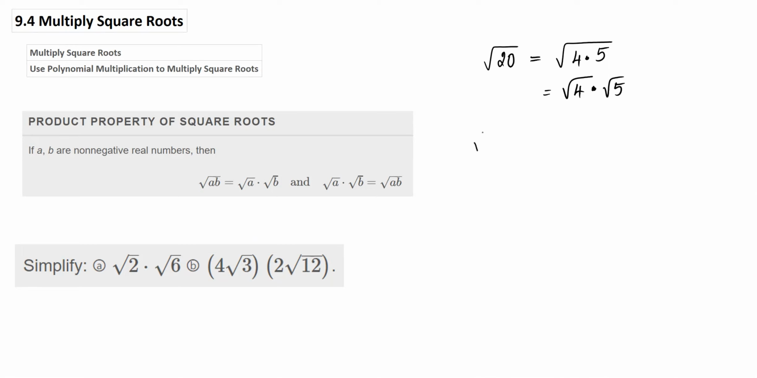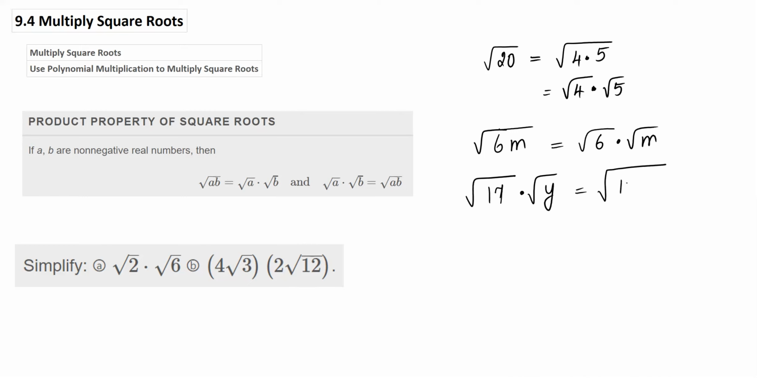So let me give you another example. If I had, let's say, square root of 6m, I can split it, because there are two factors here, as square root of 6 times square root of m. And if I had it instead as two of them, square root of 17 and square root of y, that are being multiplied, I can shove them together under a single radical as square root of 17y. That's what this property says. This is all true only with multiplication. Just bear that in mind.